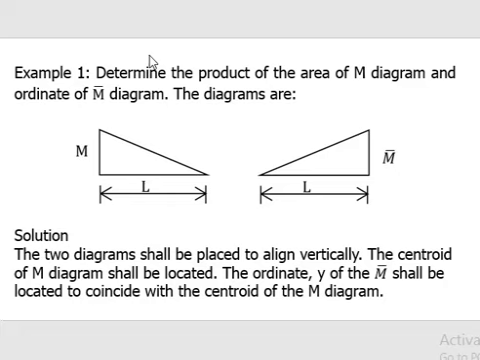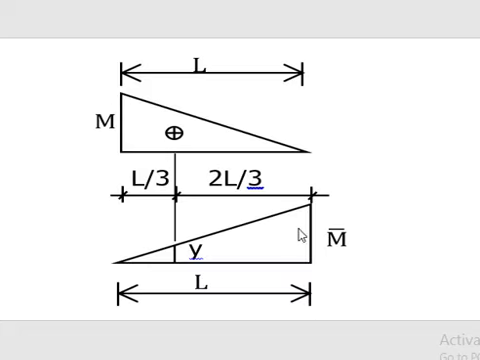Solution: the two diagrams shall be placed to align vertically. The centroid of M diagram shall be located. The ordinate y of the M bar shall be located to coincide with the centroid of M diagram. This is what we mean. This is the M diagram, this is the M bar diagram. They are now aligned vertically. Then we locate the centroid of the M diagram, and at that position we get the ordinate of the M bar diagram called y.